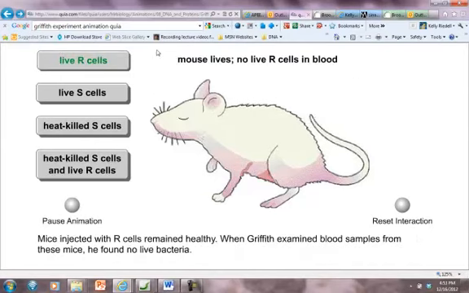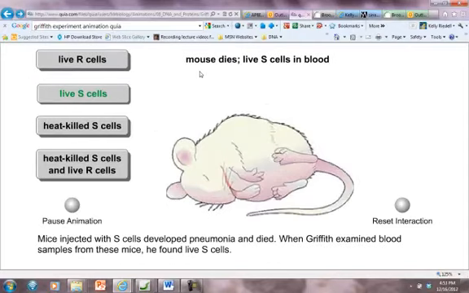Mice injected with R cells remained healthy. When Griffith examined blood samples from these mice, he found no live bacteria. The S cells, remember, those are the smooth cells. Mice injected with S cells developed pneumonia and died. When Griffith examined blood samples from these mice, he found live S cells.